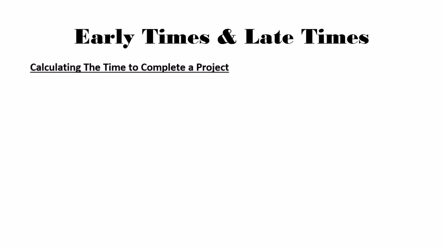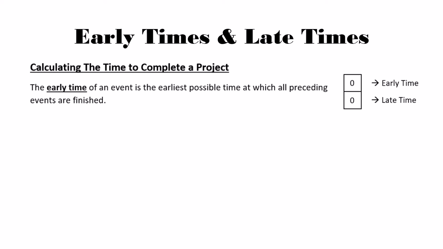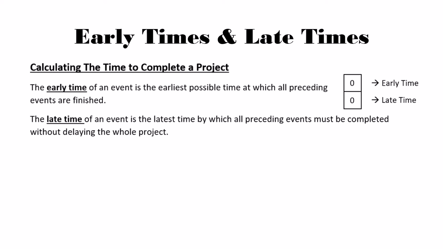So what do we mean by early and late times? We're going to be filling in an activity network and calculating the time it takes to complete a project. Every project will have an early and a late time. The early time of an event is the earliest possible time at which all preceding events are finished. That's the earliest it could possibly start. And the bottom is the late time, which is the latest time that an event can start without delaying the project. So it's really important that we understand how to complete these boxes.